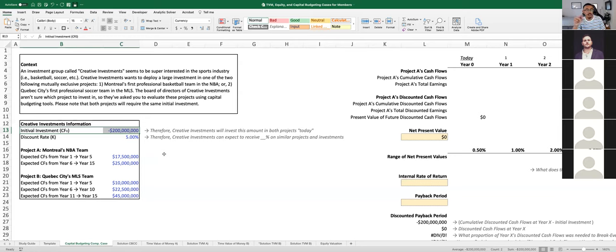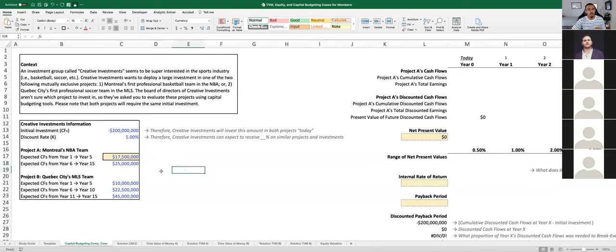Now, as I said, there are two projects that we're looking into. Project A, which is Montreal's NBA team, will give you cash flows from year one all the way to year five of $17.5 million, okay? And then from year six all the way to year 15, it'll be $25 million. All right, this is the time frame that we're looking into.